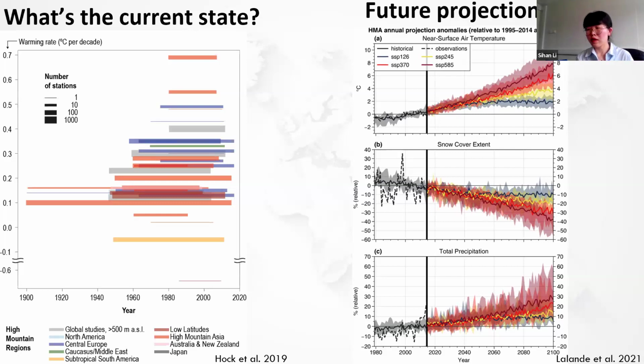So I'm showing the future projected change for high mountain Asia. And as part of the Andes project that we're doing, we're going to generate high resolution future projections over different parts of the Andes at resolutions as high as 4 kilometers. So stay tuned for that.